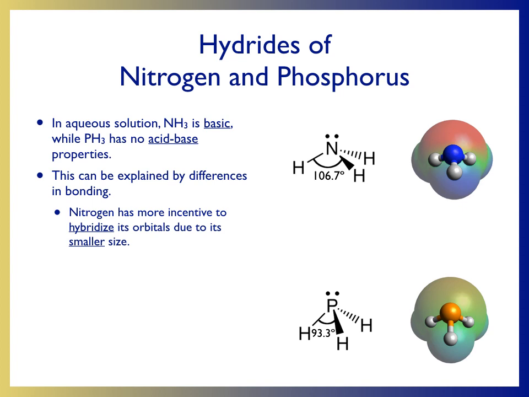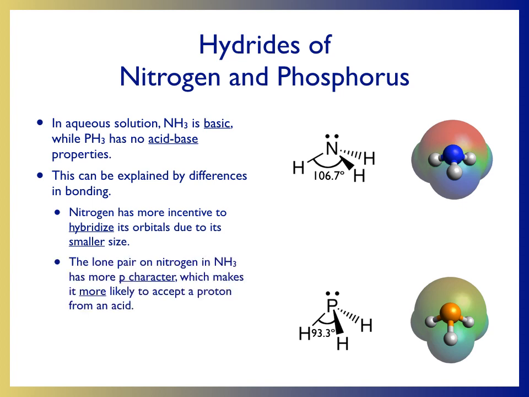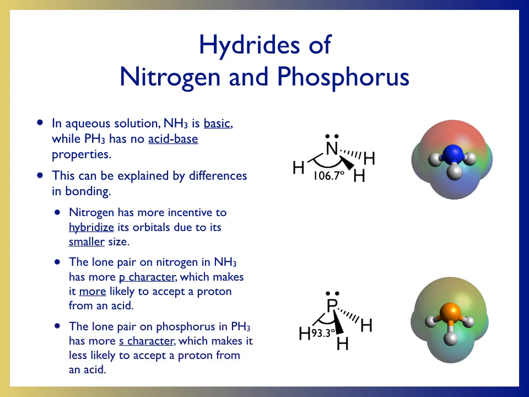However, for phosphorus, which is a bigger atom than nitrogen, you notice that the bond angles are 93 degrees, which is very close to the 90 degrees of p orbitals in a lone atom. This means that the phosphorus atom in phosphine is not hybridizing. How does this relate to the reactivity as a base for both of these compounds?